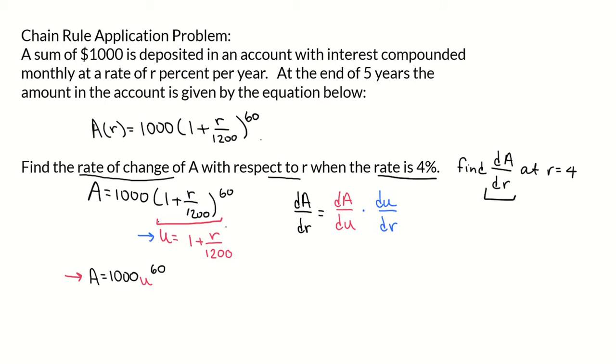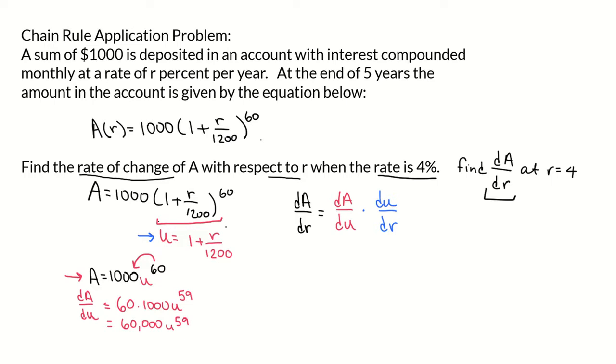So first let's find dA du in this equation. That would be using the power rule, so take the 60 and bring it in front. 60 times 1,000 u, and then we subtract 1 from the power, so 60 minus 1 is 59. And we can rewrite this as 60,000 u to the 59. So that's our dA du.